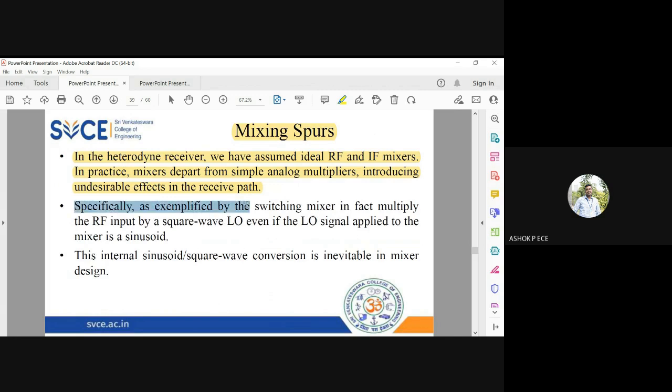As an example, you see if you multiply an RF input by a square wave LO, even if the LO is applied to the mixer as a sinusoid. Mostly for local oscillators we are going to use a sinusoidal waveform only. In case I'm going to use a square wave type local oscillator and multiply that with my signal, then what will happen? This internal sinusoid to square wave conversion is inevitable in the mixer design.